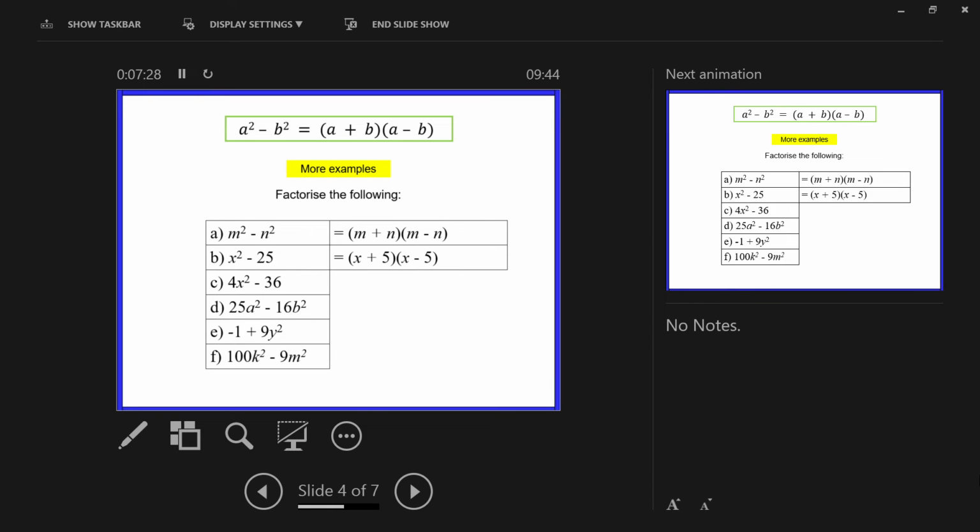X plus 5, x minus 5. Okay? 2x plus 6, 2x minus 6. Make sure you guys get this. 5a plus 4b, 5a minus 4b.